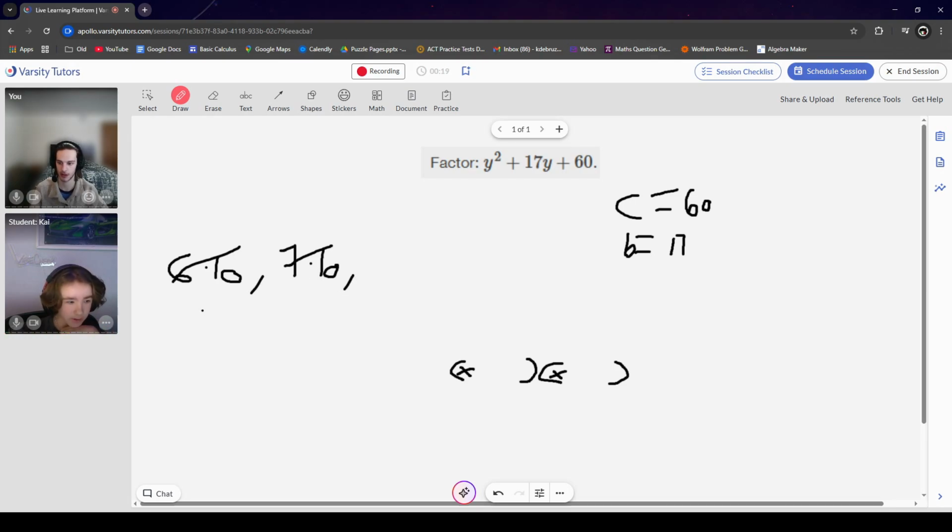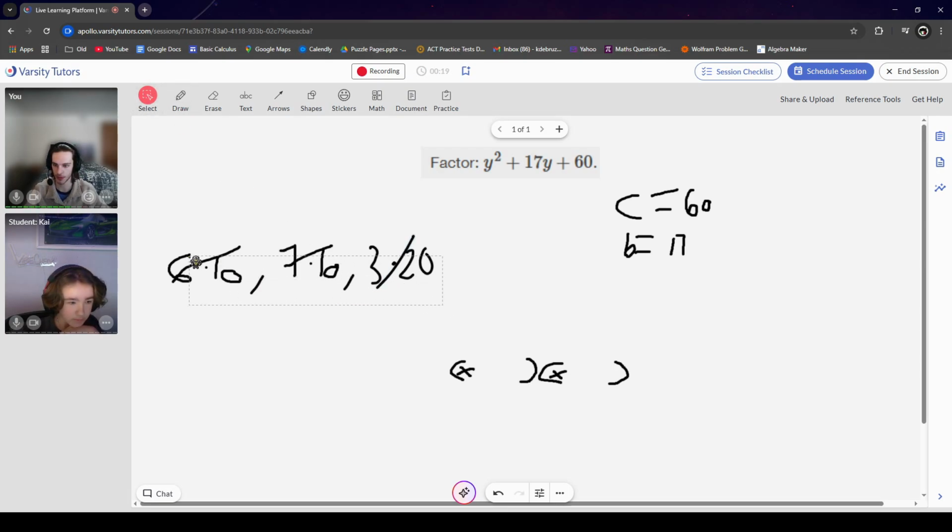What about 3? What multiplies by 3 to get to 60? 20. Yep. So these kind of add: 20 minus 3 gets us to 17. But unfortunately, that's not going to work because 60 isn't negative. If it was negative, that would be our answer. So we can cross that one off.